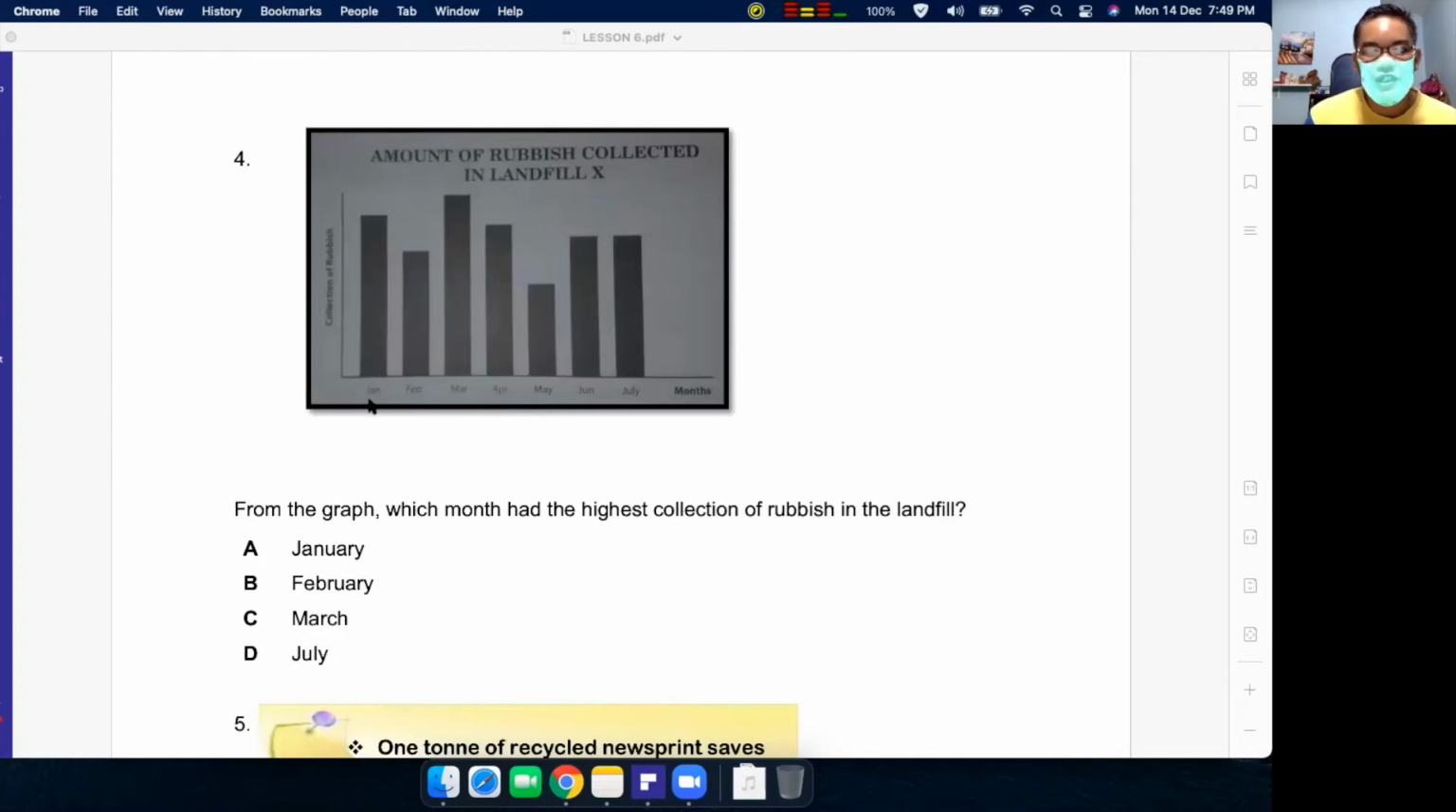It spans from January until July, and you can see the amount of rubbish collected. So from the graph, which month had the highest collection of rubbish in the landfill? Highest collection of rubbish in the landfill. So you see, sometimes when you learn English, you also learn math. So the highest bar graph.